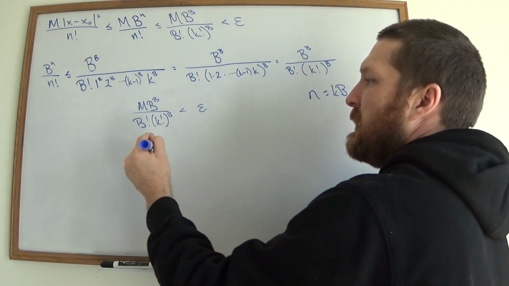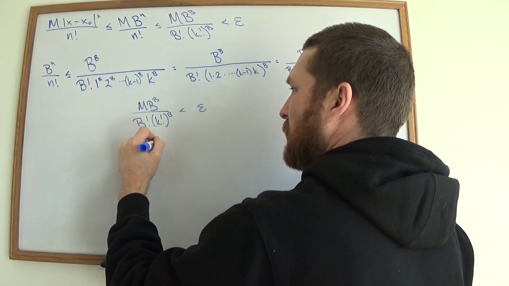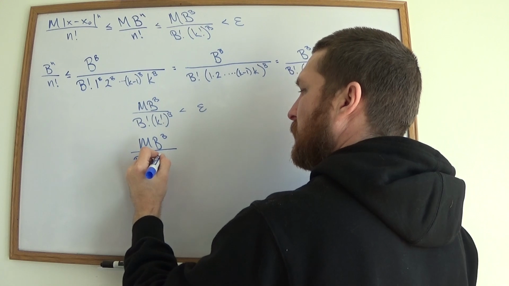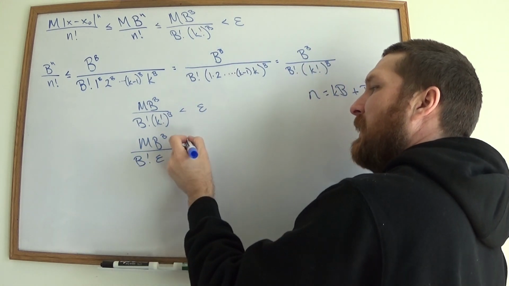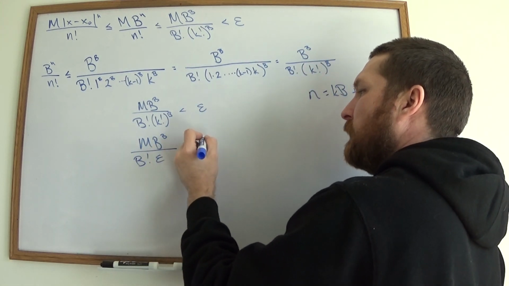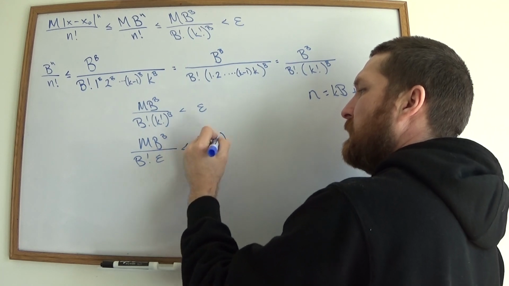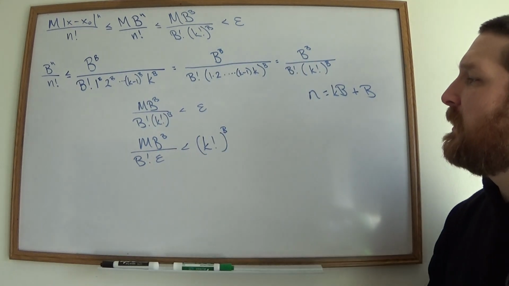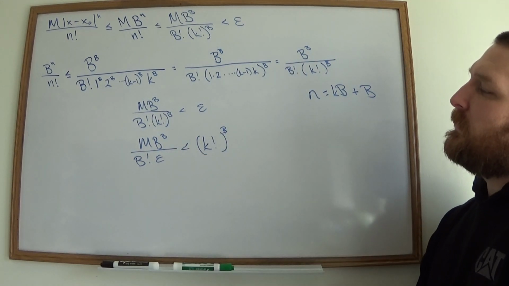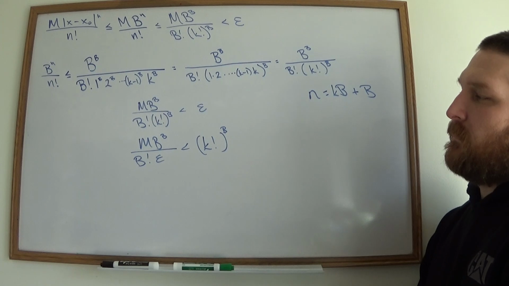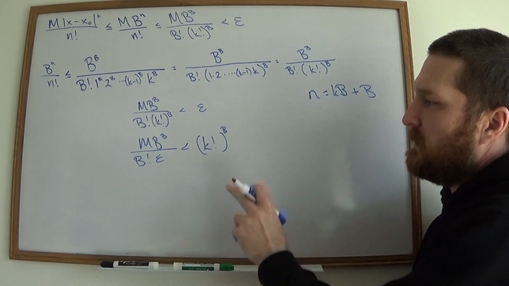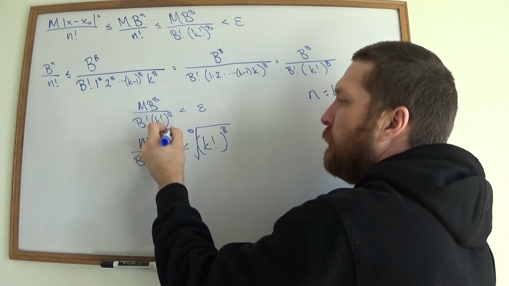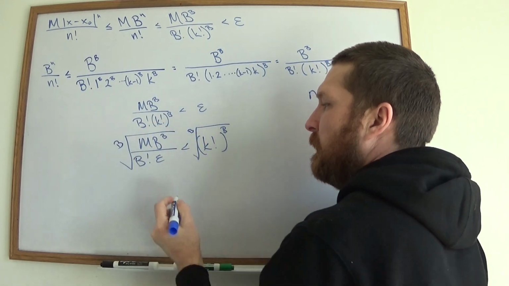Bring the epsilon down into the denominator. B factorial, bring the epsilon down, and bring that k factorial to the bth power into the numerator, right? Just brought him down, brought him up. Now, this should also be pretty obvious that that works, but let's just go ahead and take the bth root of both sides, right? Whatever b is, we'll just take the root. Let's see what we get.